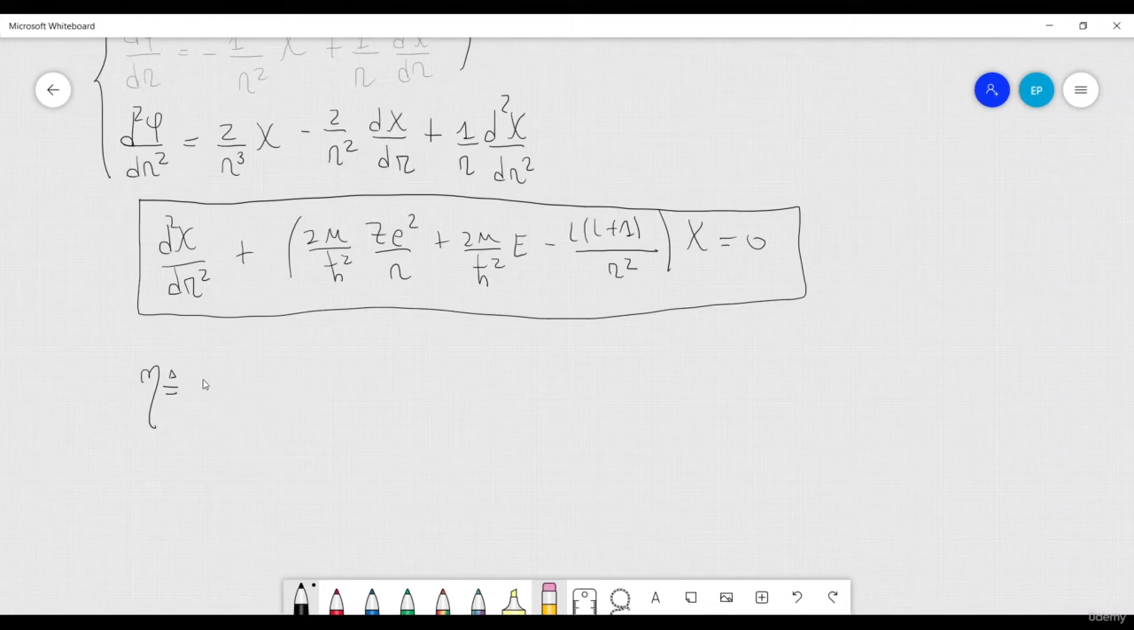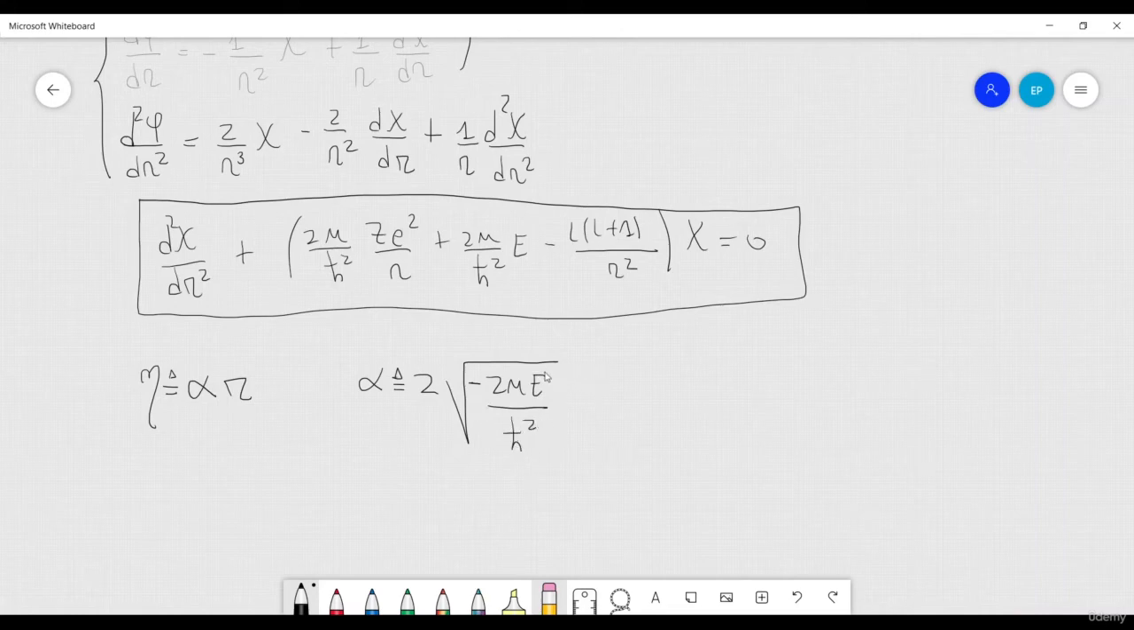I will define it to be some constant that I will have to define as well. So some constant alpha times r. And this constant is a dimensionless quantity. And I will define it like this. Alpha is defined as 2 times the square root of minus 2 mu E divided by h bar squared.